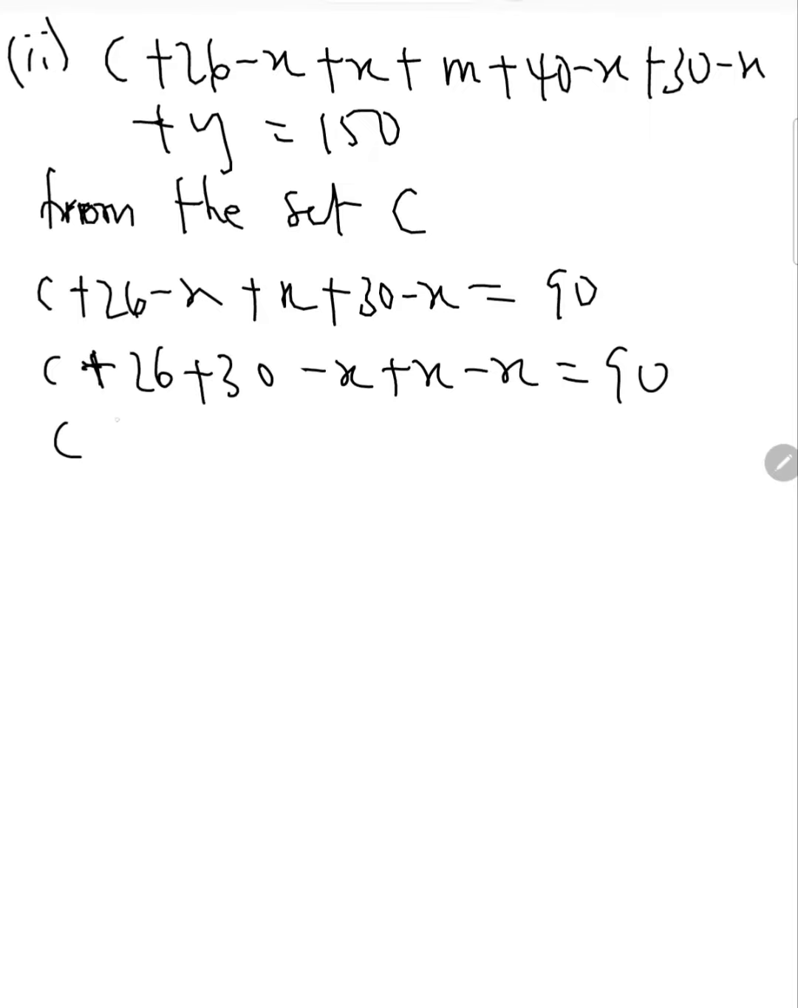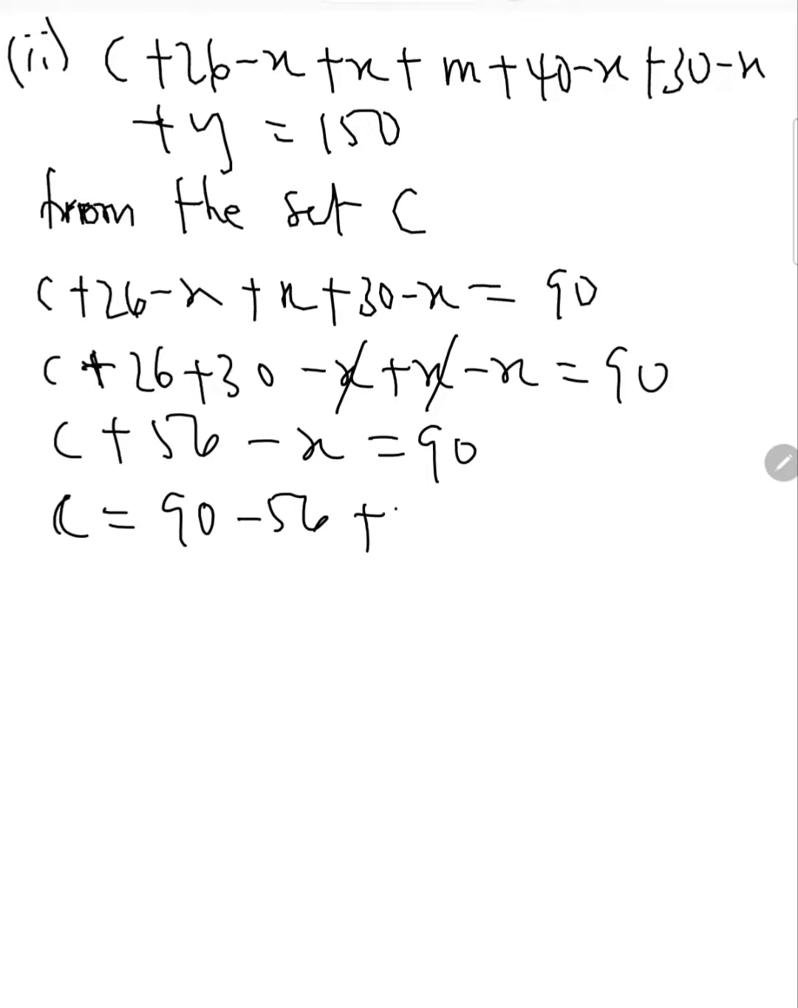So this will give us 56, right? This will cancel this, so we are left with minus x equal to 90. Good. So let's look at making c the subject. So c is equal to 90 minus 56 plus x. So therefore the final value of c is 34 plus x. So that's giving us the value of c. Okay.